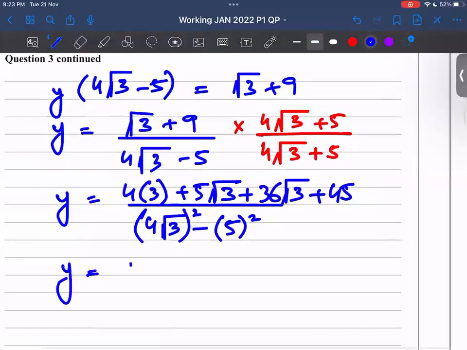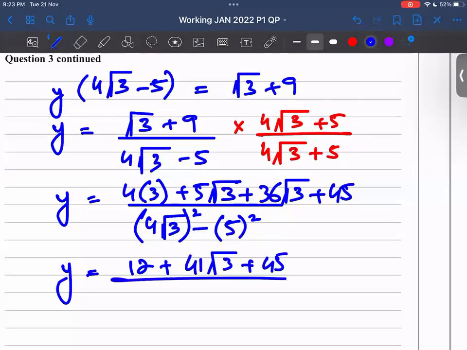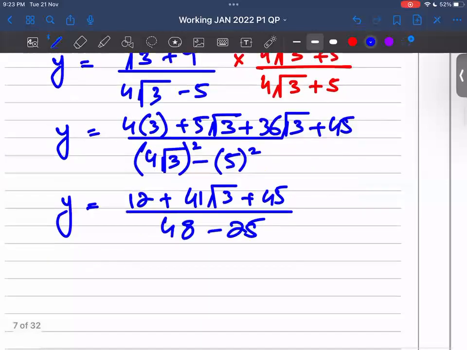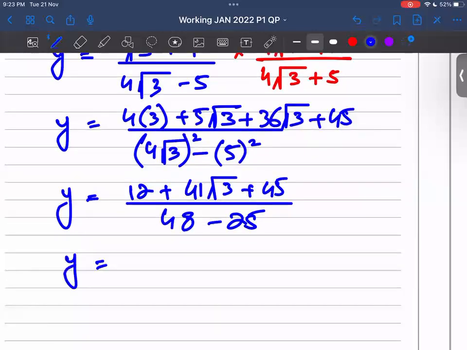So y equal to 4 threes are 12. 5 root 3 plus 36 root 3 is 41 root 3. 45 remains the same. In the denominator, 4 square is 16. 16 into 3, because root 3 square is also 3. So 16 into 3 is 48. 48 minus 25. In the numerator, it becomes 12 plus 45, 57. 48 minus 25 is 23.